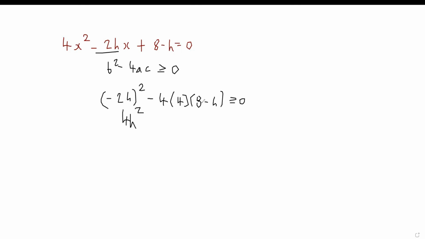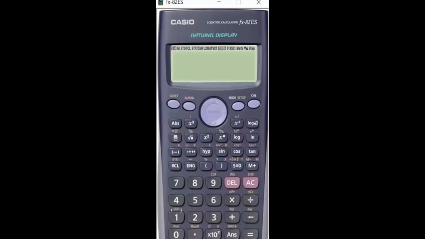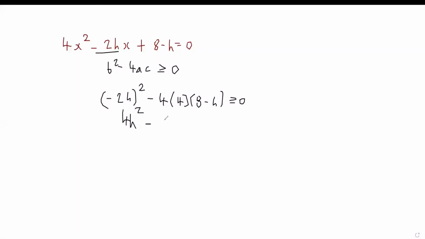256. Let me do it this way. 8 times 4 is 32. 32 times 4 is, all right, let me just get out the calculator. Minus 4 times 4 times 8, that's minus 128. So this becomes minus 128, and then minus 4 times 4 is 16, times minus h, that becomes plus 16h. And this is greater than or equal to 0.